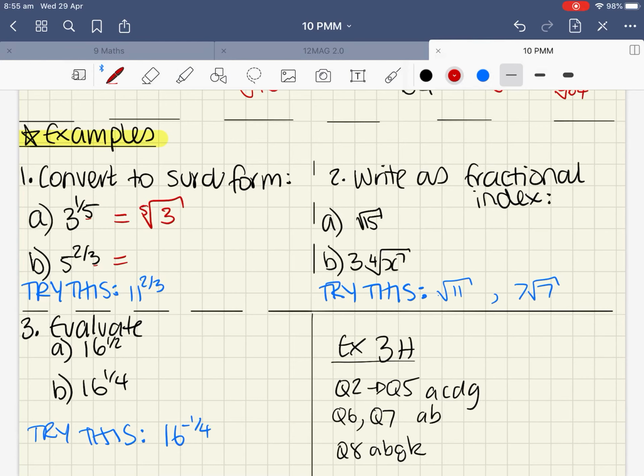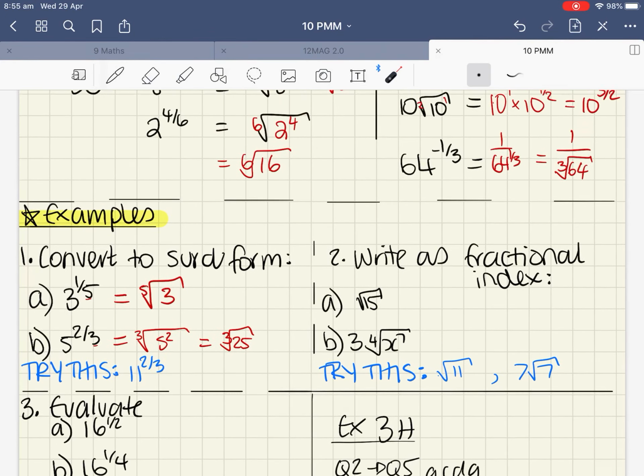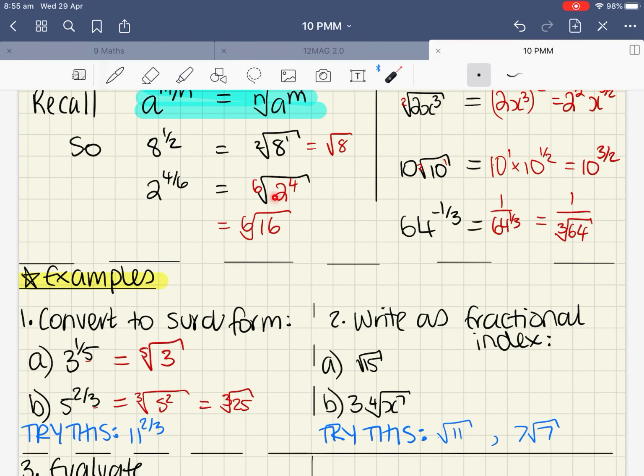With this one here, remember the number on the bottom is the number that goes into the surd. That's the number root we're looking for. So that's going to be the cubed root of 5 squared. And because we can evaluate 5 squared, we're going to ask for the cubed root of 25. Okay, so that's actually the final answer, not this. Where possible, always simplify what is underneath the surd sign.